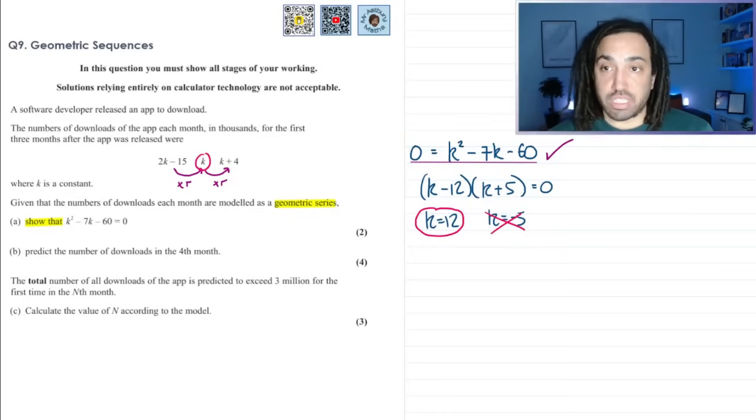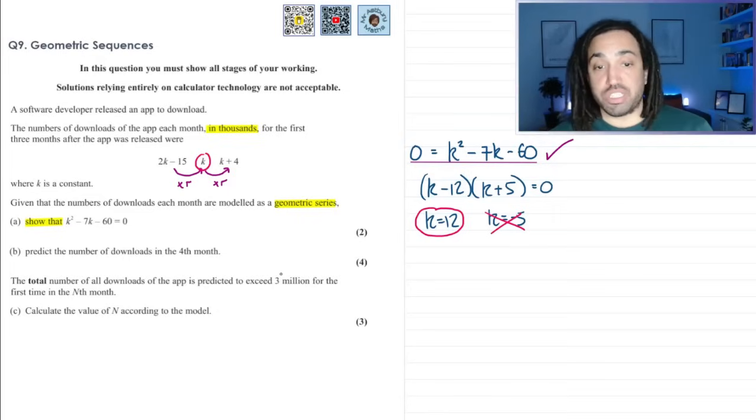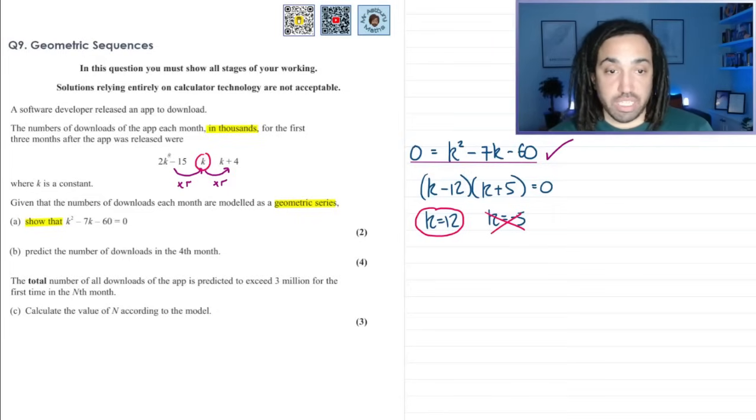Also, I've just realised that I've done a cardinal sin here and I've not highlighted the units, because that is important. It does say it's in thousands, so we need to remember that for this part of the question. Okay, so predict the number of downloads in the 4th month. Well, we've got the 1st, 2nd and 3rd.